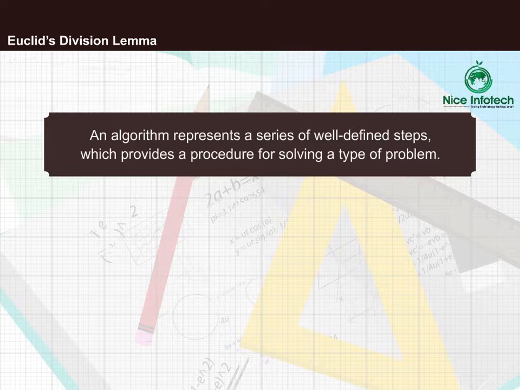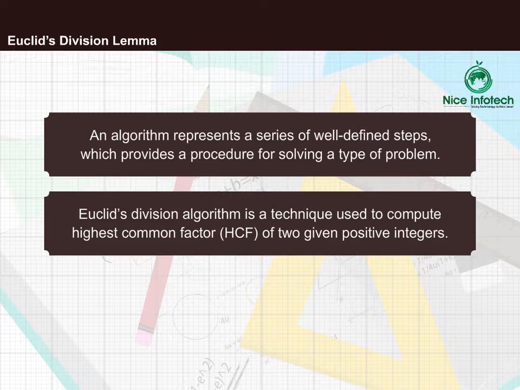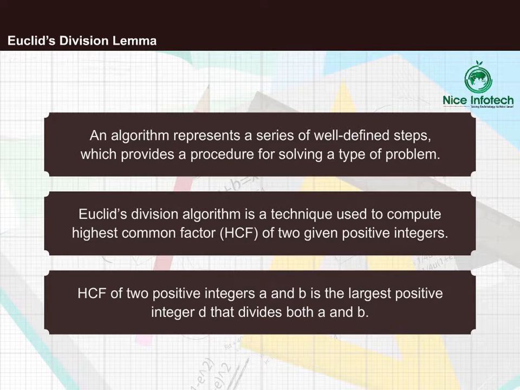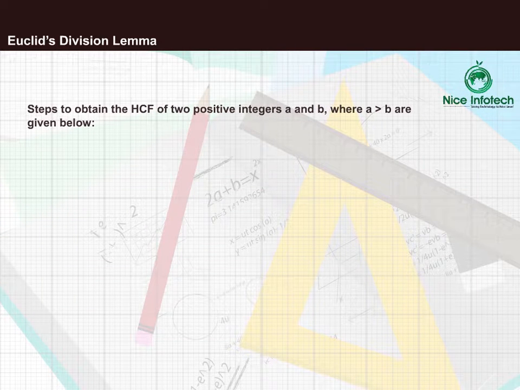Euclid's division algorithm. An algorithm represents a series of well-defined steps which provides a procedure for solving a type of problem. Euclid's division algorithm is a technique used to compute highest common factor or HCF of two given positive integers. The HCF of two positive integers a and b is the largest positive integer d that divides both a and b.